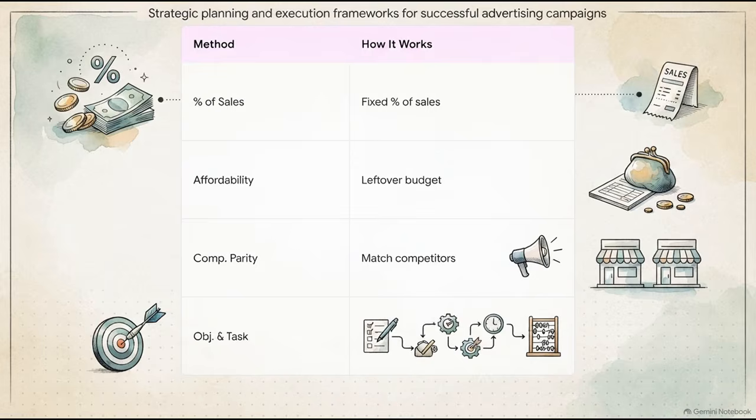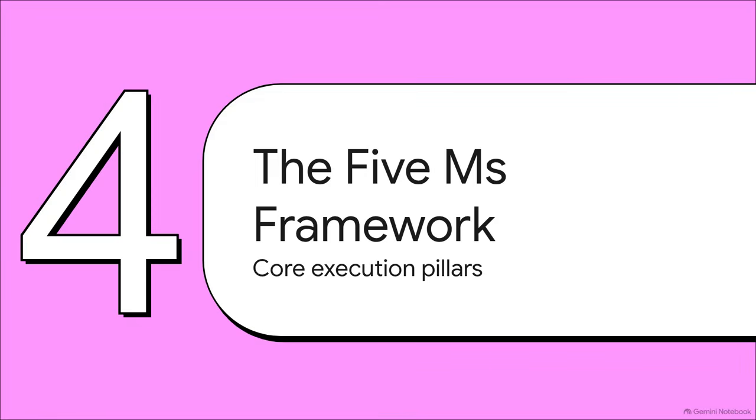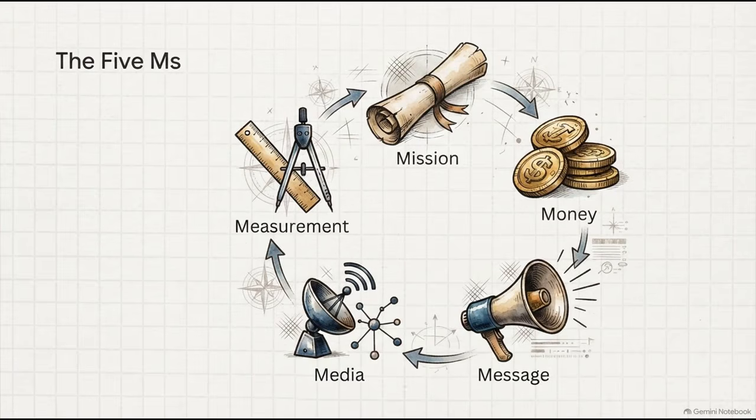Simple, but highly effective. Section 4, the 5Ms framework. These are the core pillars of execution. Okay, so you've defined your audience, picked your strategy, set your budget. Now what? Now managers rely on the 5Ms to actually run the program and bring the whole thing to life. Literally every advertising decision falls under these pillars.